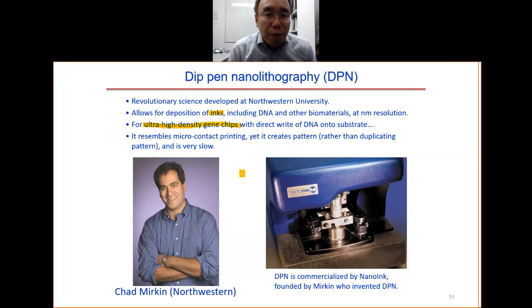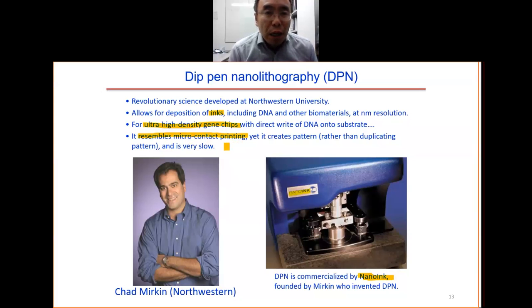This was developed by Professor Chad Mirkin from Northwestern University in the US. This university is very close to the city of Chicago. He started a company called NanoInk. This company developed the dip pen lithography. Effectively, it is a kind of AFM. It is similar to the AFM, but you transfer liquid from the AFM tip to the substrate. This one resembles microcontact printing, as we learned in the previous lecture.